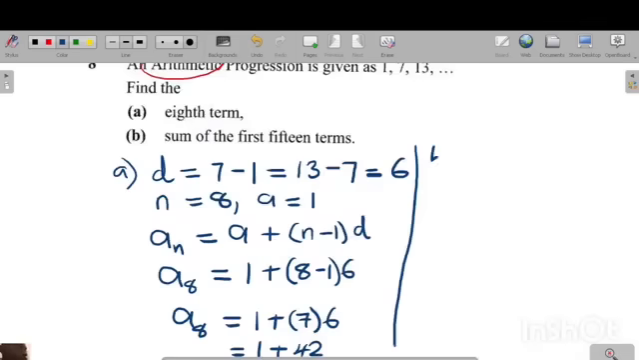Part B, they want you to find the sum of the first 15 terms. So first of all, n is here 15.